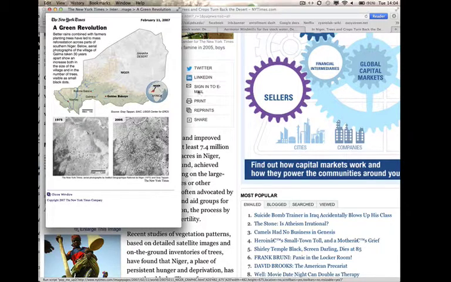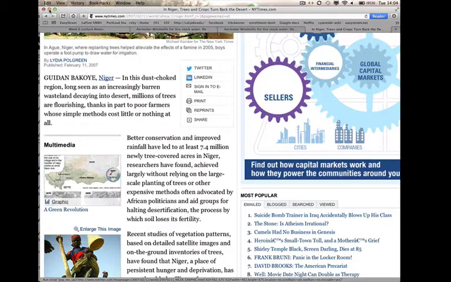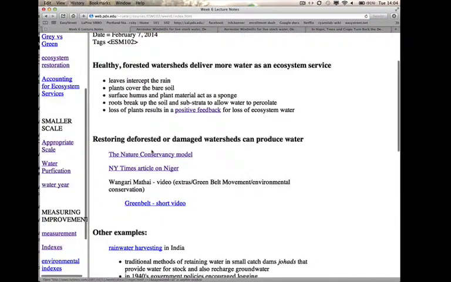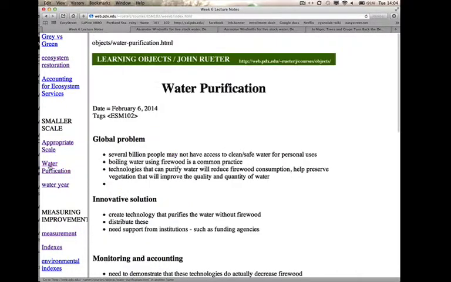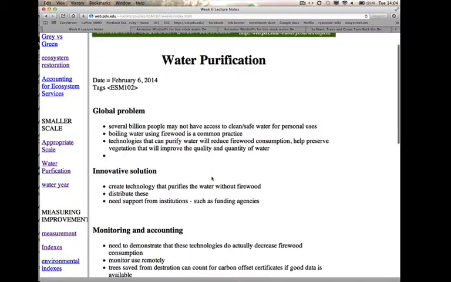All right, so that's an example. Those are several examples of how this small-scale water production can help the economy, but also the ecology of an area. Now, I want to give one quick example of water purification.